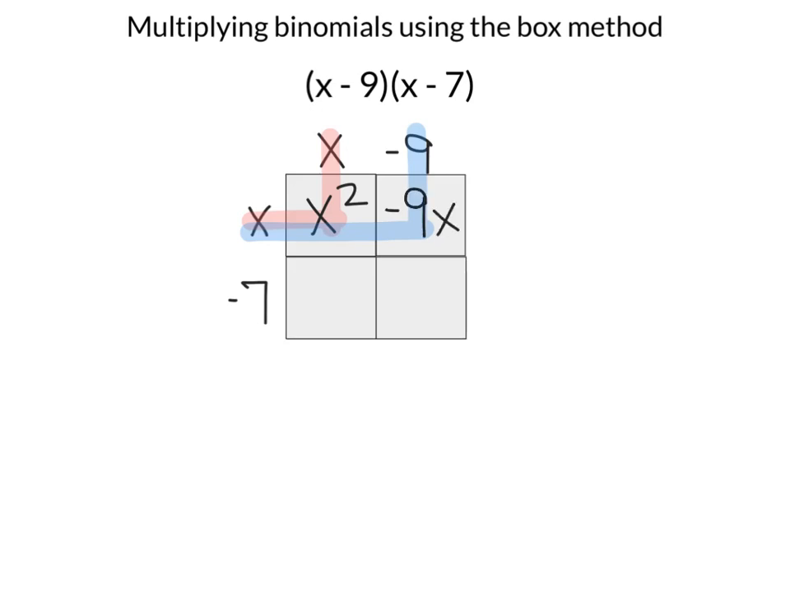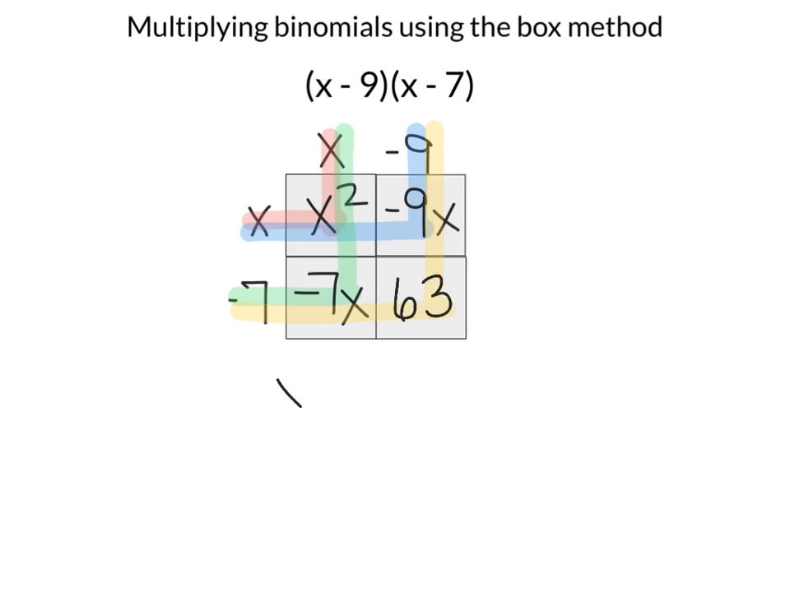Then I'm going to move down to my bottom left corner. In my bottom left corner, I'm going to be multiplying x times negative 7, which is negative 7x. And finally, I'm going to go to my bottom right corner. In that bottom right corner, I'm multiplying negative 7 times negative 9. A negative times a negative is positive, so this is going to be positive 63.